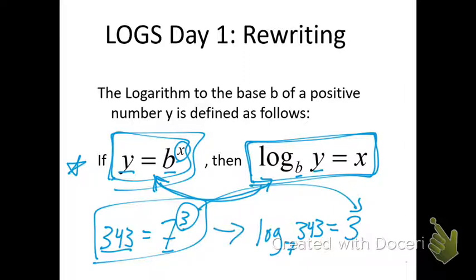Going the opposite way, this 7 becomes the base on the right side, this becomes the exponent, and that becomes the number on the other side. Let me show you a different example really quick.